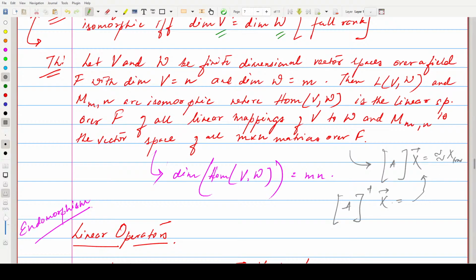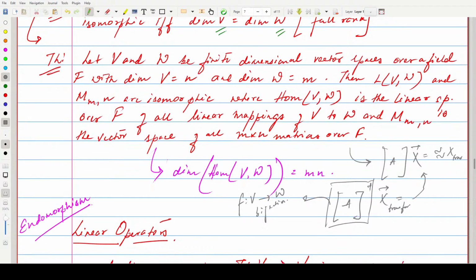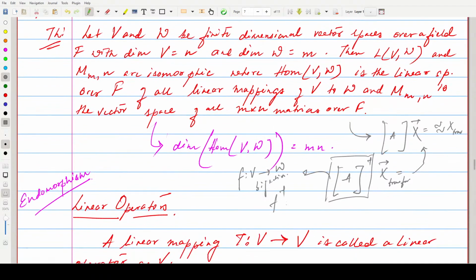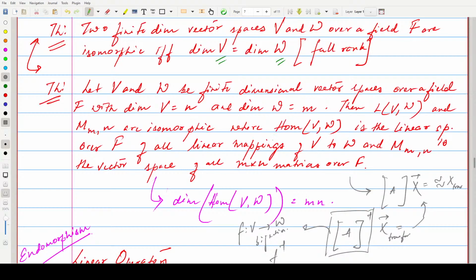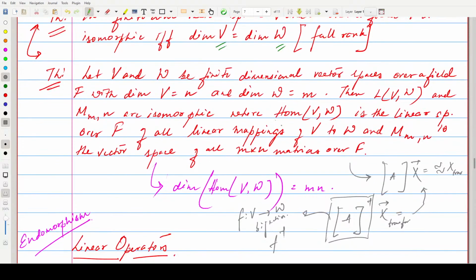So this is x transformed. Now, in order for this to exist, we need that entire thing to be an isomorphism. What does that mean? That means that whatever this function is, if this is from V to W, it needs to be a bijection, and this bijection essentially ensures that F inverse exists, right? So this isomorphic property is essentially important. Okay, is it clear up till this point? I know I'm going a little fast, but is it clear up to this point?